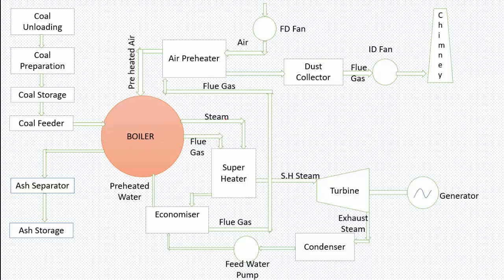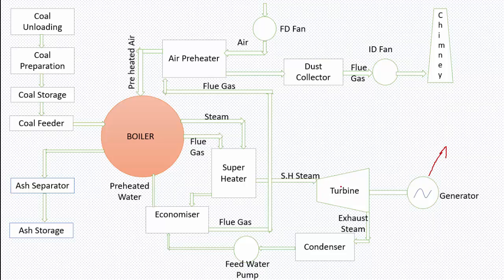That steam is passed again through the superheater. The superheater heats the steam and converts it into superheated steam. That superheated steam is again sent to the turbine. Because of this superheated steam expansion, the turbine blades start to rotate, by means of which the generator generates the power and it gives the power to the transmission line.